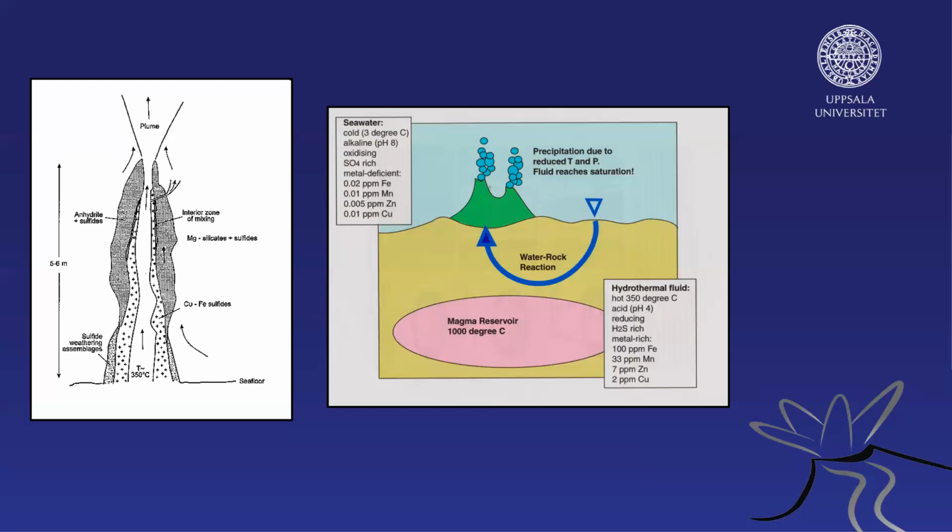So this is what a black smoker chimney looks like. We have sulfides inside, and as it goes toward the top, we have anhydrite, which is a sulfate.